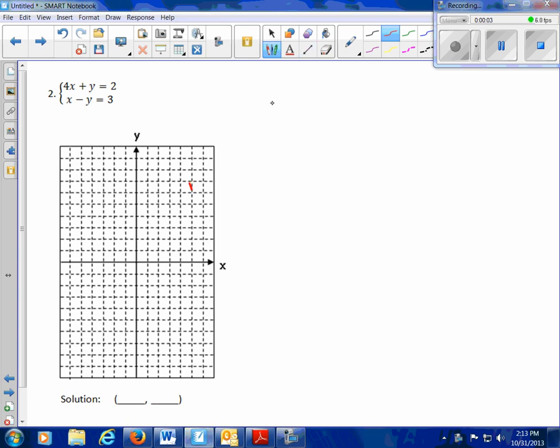So for problem number 2, we're going to graph again, and just like before, I want to be able to get both of those into slope-intercept form. So let me take the first equation, 4x plus y equals 2, and put that in slope-intercept form. I want to get y completely by itself, and I can do that by subtracting 4x from each side.